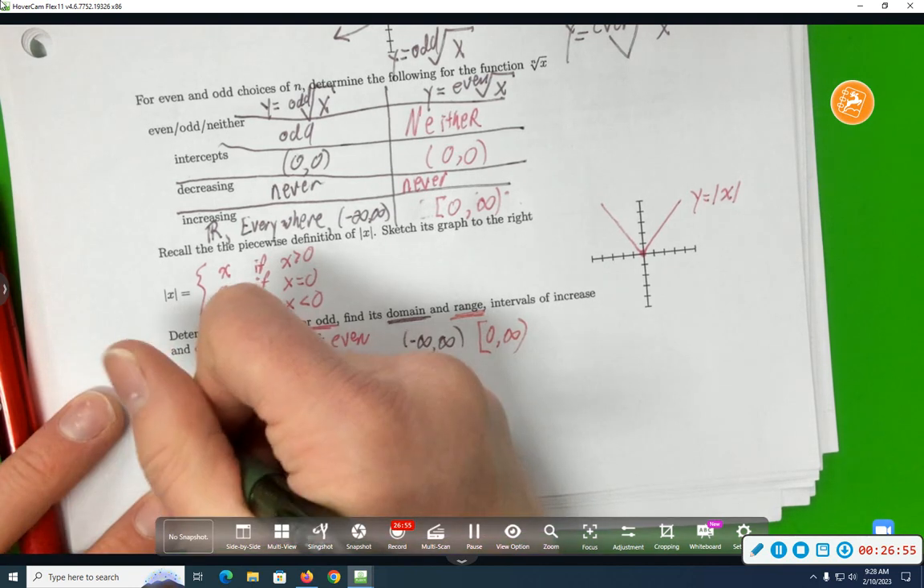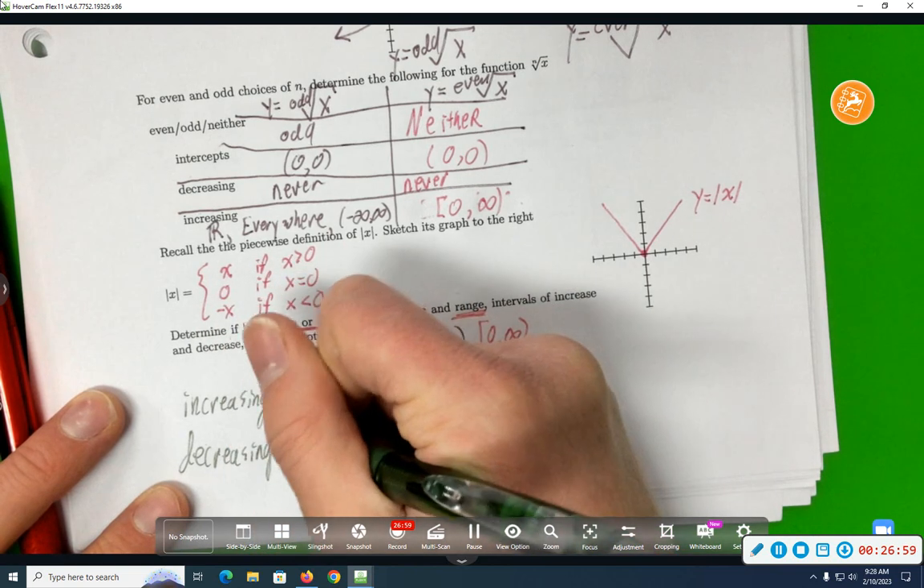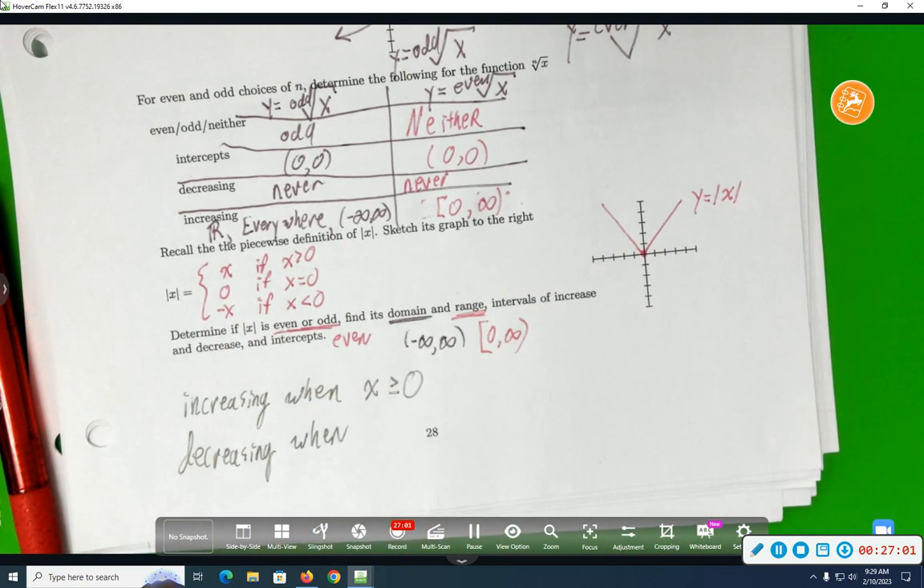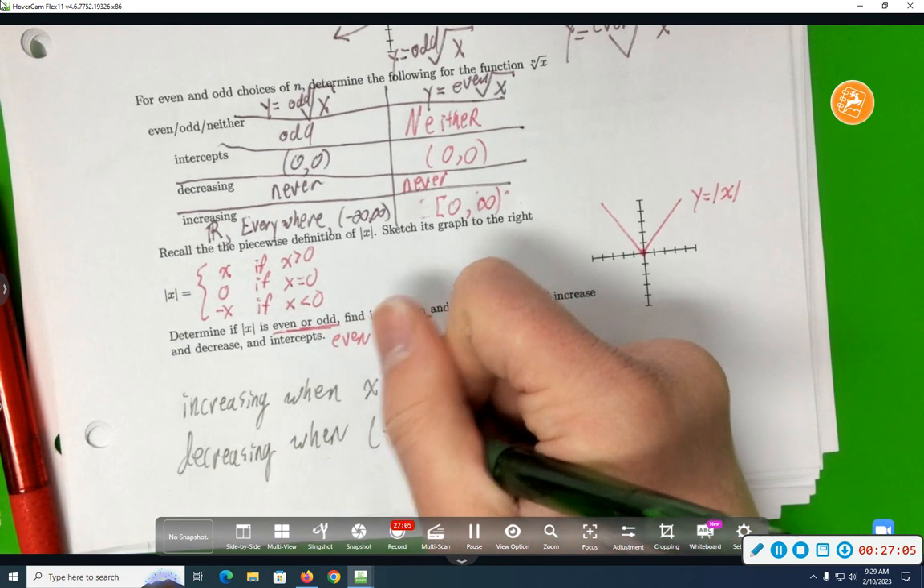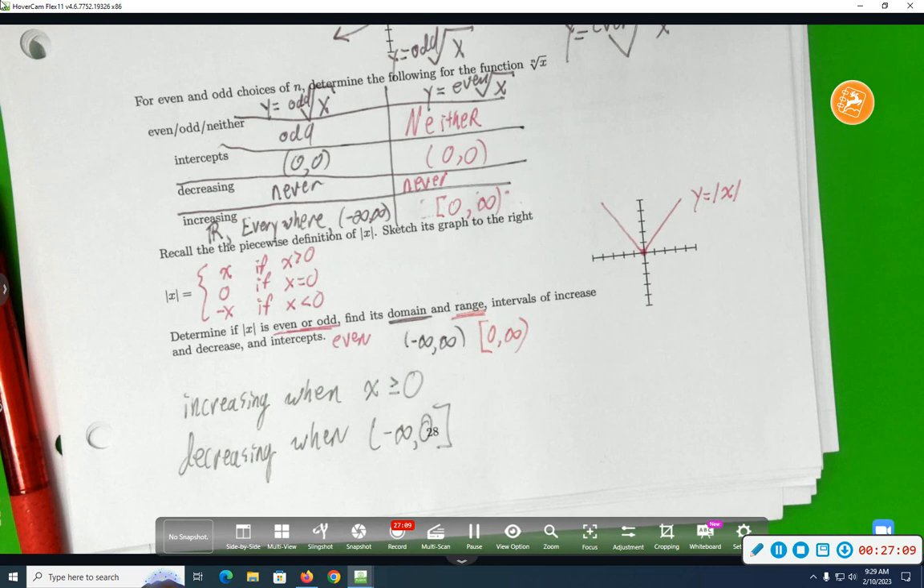When is it decreasing? Negative infinity to 0, including 0. So notice, endpoints tend to be members of both of the intervals of increase and decrease. Not always true if you have a discontinuity of one of these. Groovy. Folks feel pretty good?